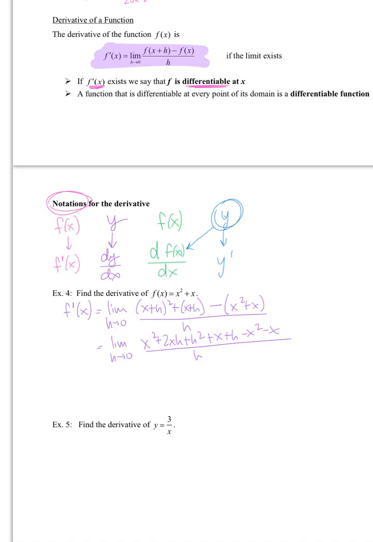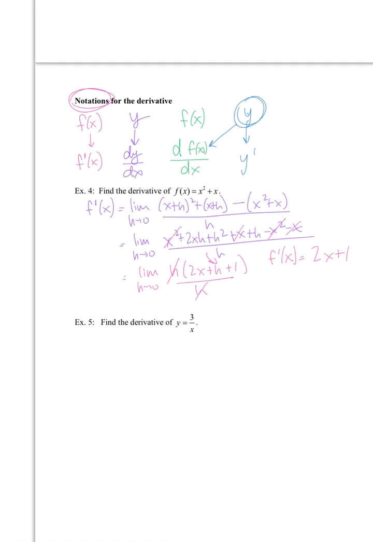Let me switch colors so you can see what I'm canceling. x squared and negative x squared, positive x and negative x. So when I factor out the h, I'm left with 2x plus h plus 1 over h. Those cancel. And I finally get to take the limit, not the derivative. I finally get to change this h into a 0. And I'm left with 2x plus 1.